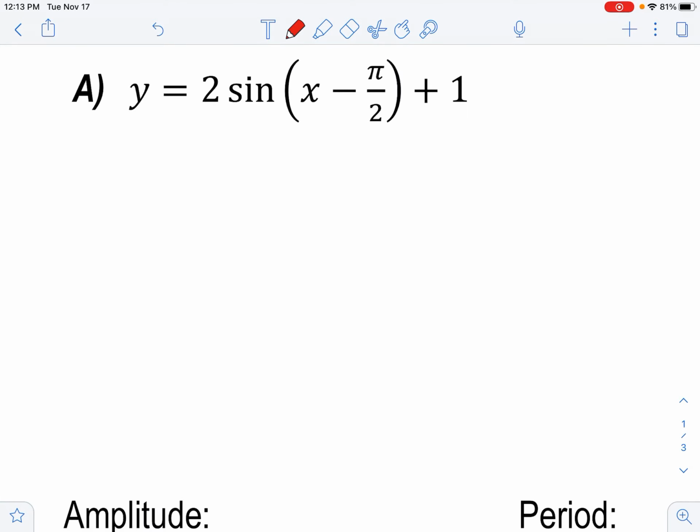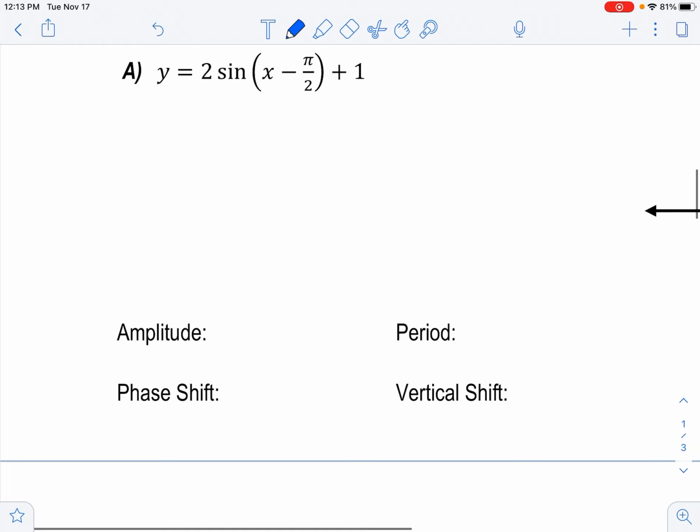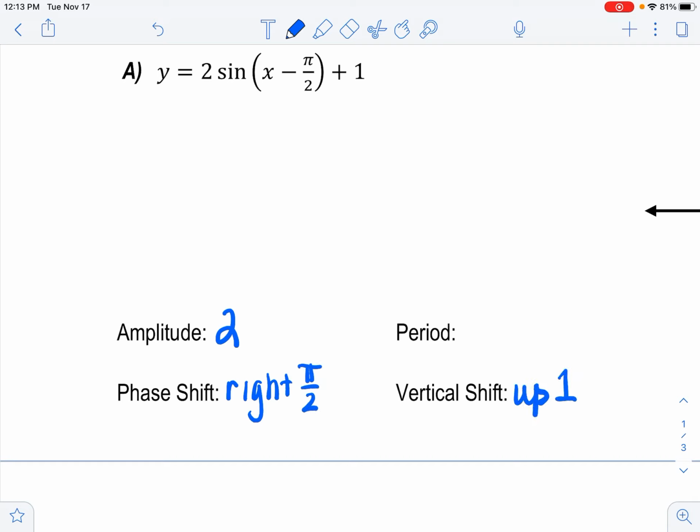The first thing I have to do is look to see what the b value is to see if I have to factor it out. The b value is 1 here, so I don't have to worry about factoring out, and I can get started on all of this. Sine does have amplitude. The amplitude here is 2. Phase shift, this is right pi over 2. Vertical shift, this is moved up 1. And then the period is 2 pi divided by b, where we said b was 1, so the period's 2 pi.